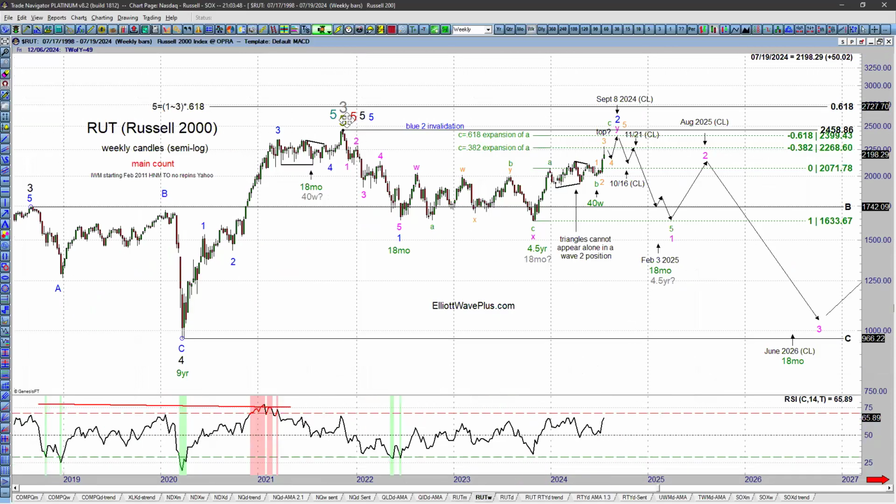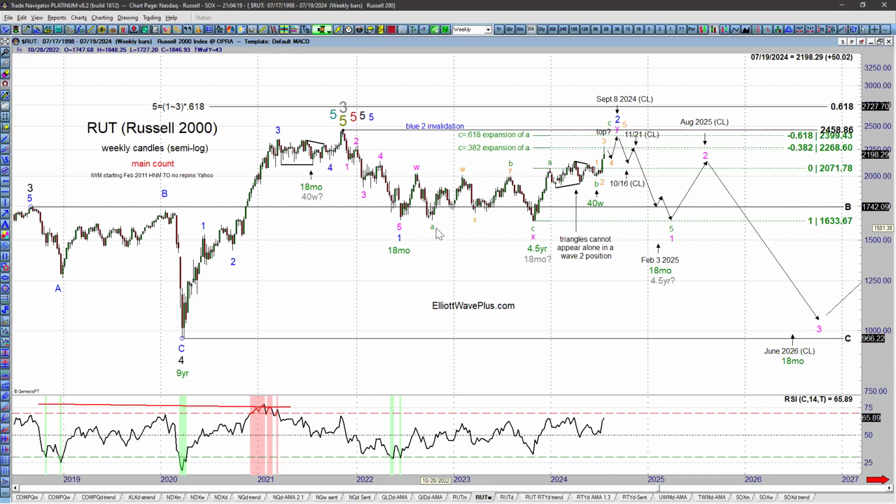So what's the pattern of this whole corrective structure? I've got this as a 5-wave structure up in the Russell. Yes, I can show Bitcoin toward the end. 1, 2, 3, 4, 5. And then that peak occurred in November 2021. Then we got a 5-wave structure to the downside. And all of this junk ever since has been a correction.